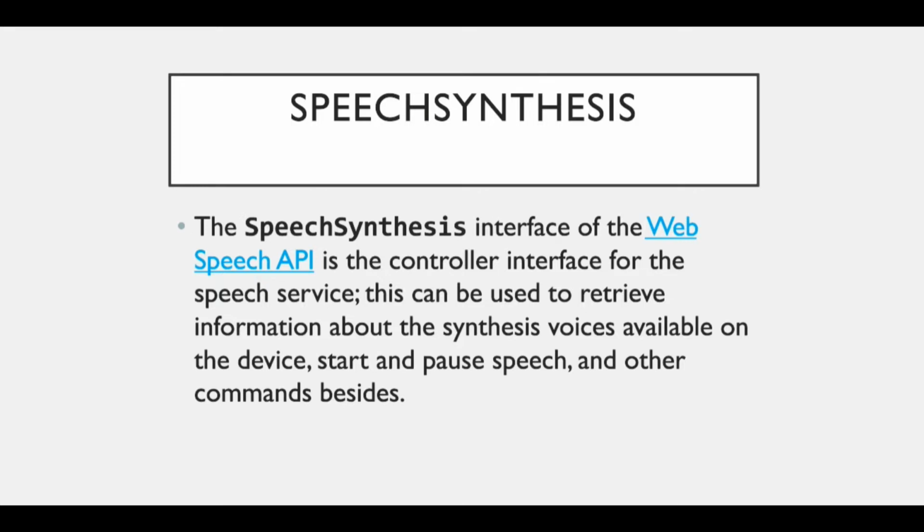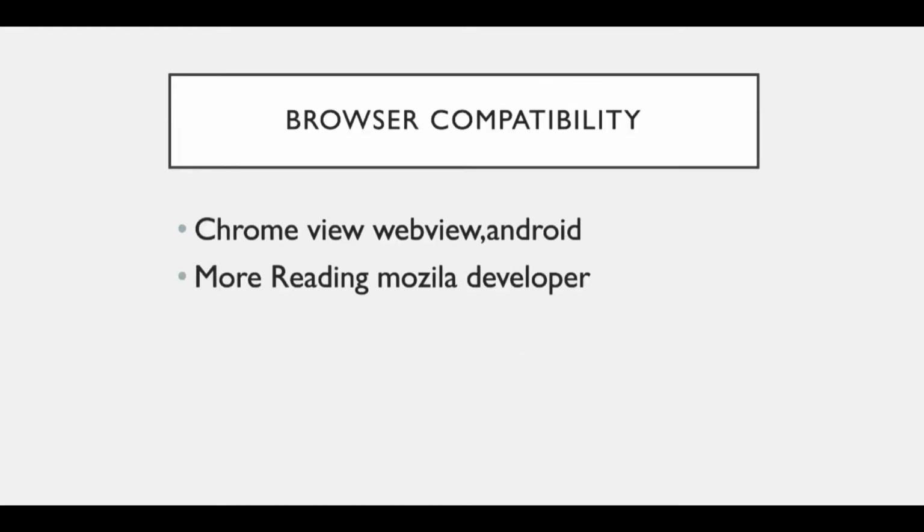Then about speech synthesis: SpeechSynthesis is an interface of the Web Speech API, the controller interface for the speech service. This can be used to retrieve information about the synthesis voices available on the device, start and pause speech, and other commands besides. Then let's look at browser compatibility: Chrome, Edge, Mozilla Firefox, and Android WebView. For more reading, see the Mozilla developer docs.